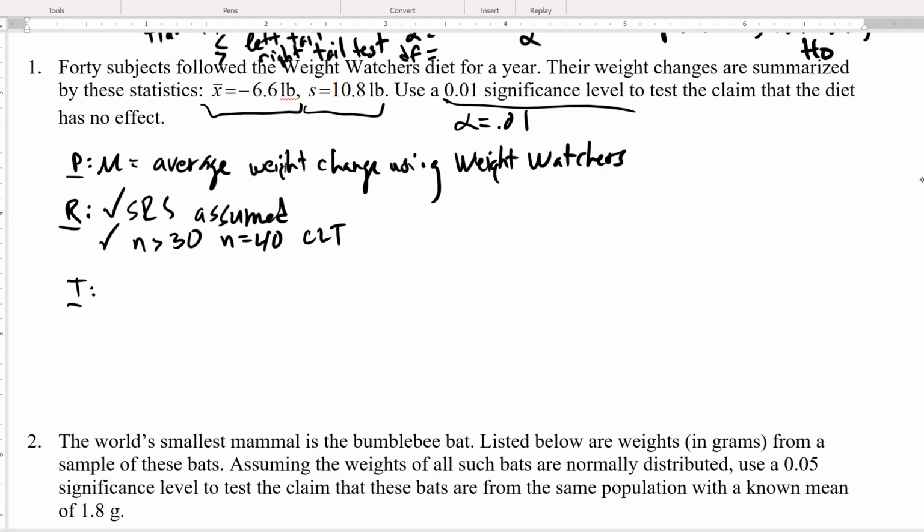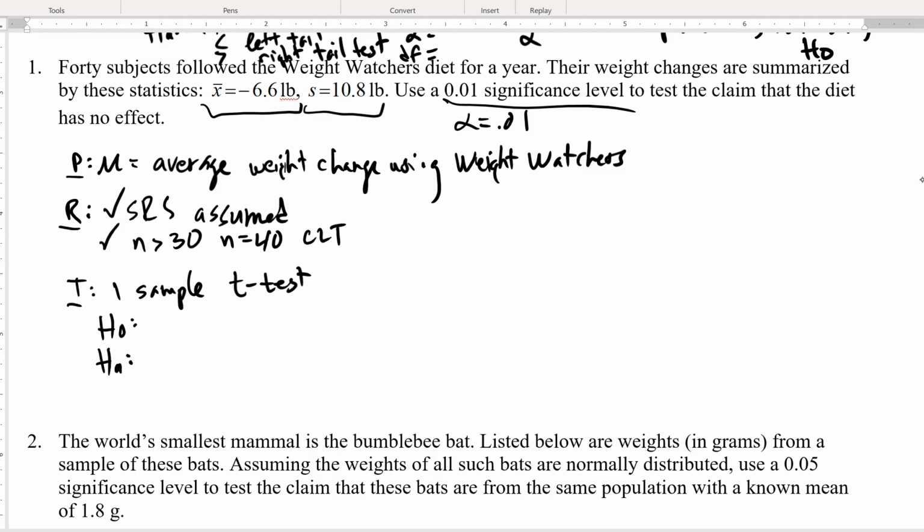T, we will do a 1 sample t. Is it a t or a z? Most of these are pretty much going to be t-tests. Why? This is not sigma, this is s. Okay? When I run that, I need the hypotheses.